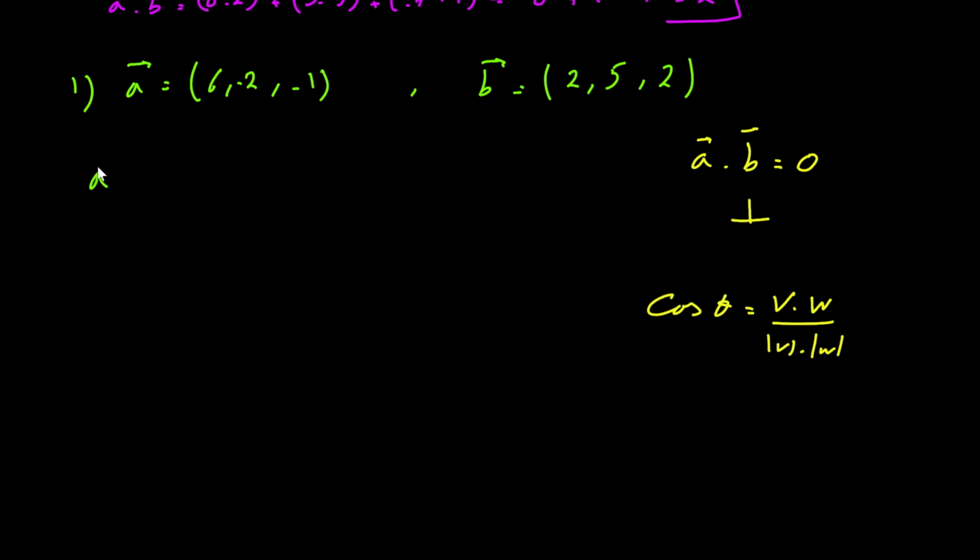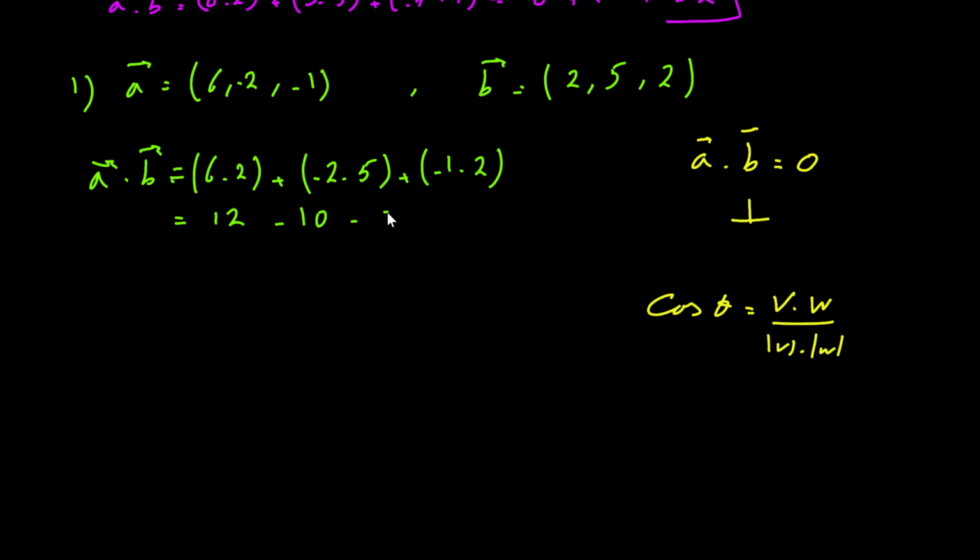Let's do the first one. A dot B is equal to 6 multiplied by 2 plus -2 multiplied by 5 plus -1 multiplied by 2. It gives us 12 minus 10 minus 2, and that is equal to 0.